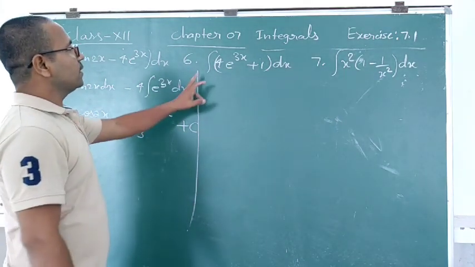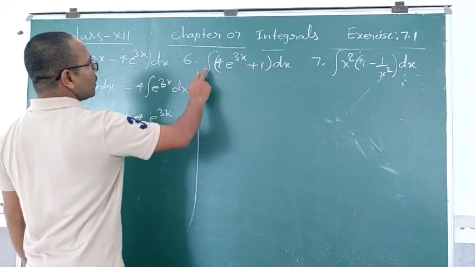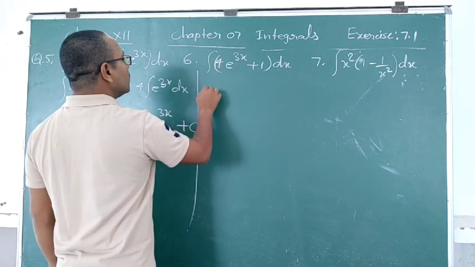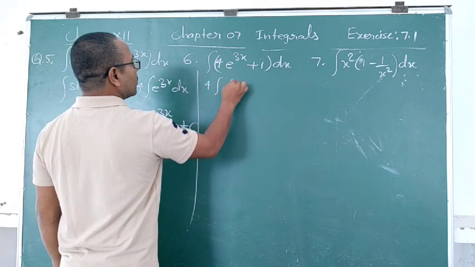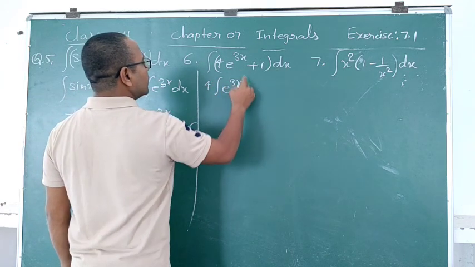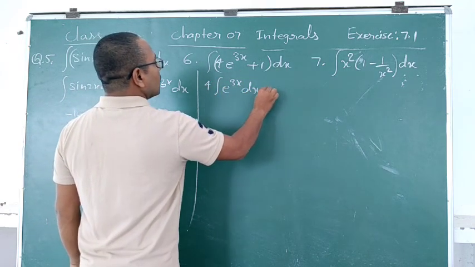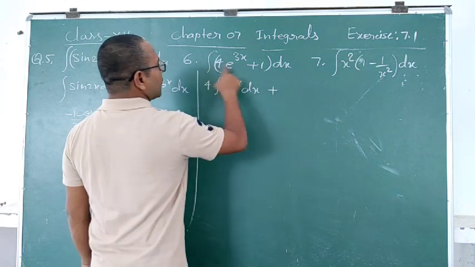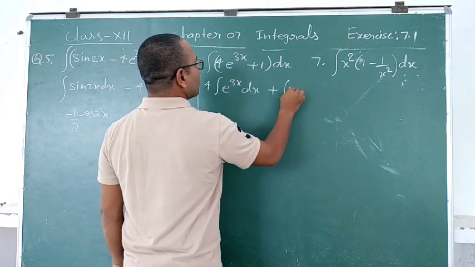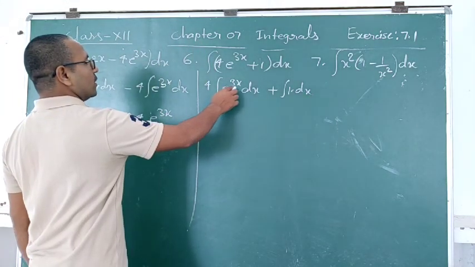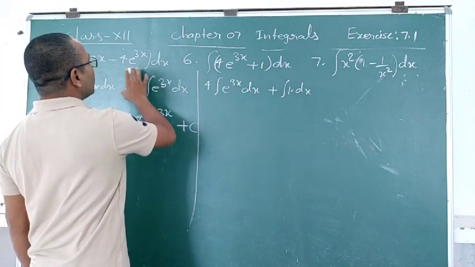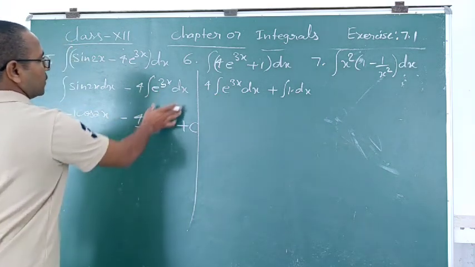Now in the same way, let's see question number 6. Integrate this one: 4 takes outside, integral e to the power 3x with this dx, plus integral with 1 and dx. Now students, e to the power 3x dx, as we have done here, e to the power 3x dx, this one.